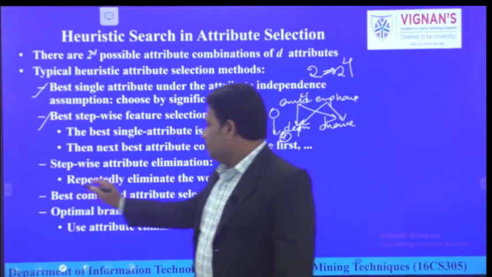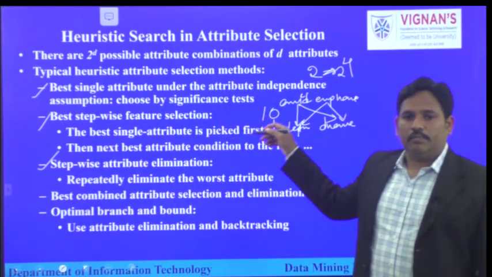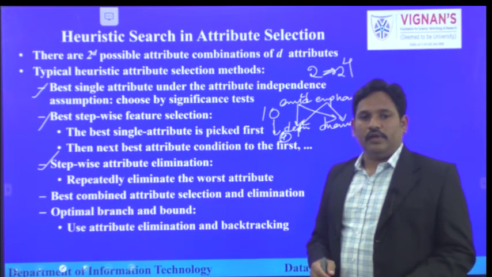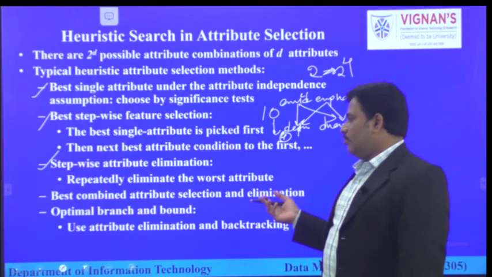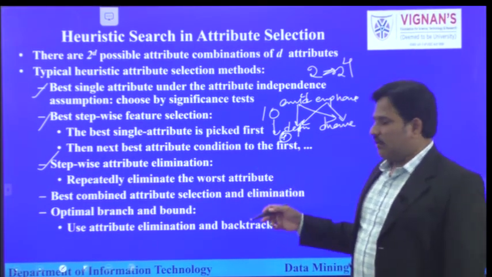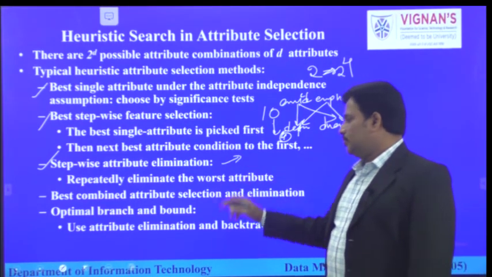And there is a reverse approach, stepwise attribute elimination. In the first technique, we applied stepwise attribute selection. Here we are trying to eliminate: stepwise attribute elimination. That means repeatedly eliminate the worst attribute, or you can say the unimportant attribute, in this option.